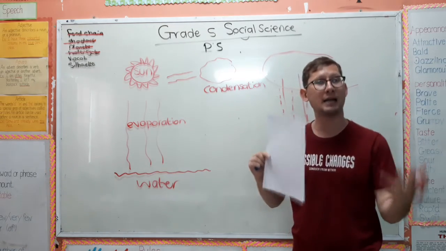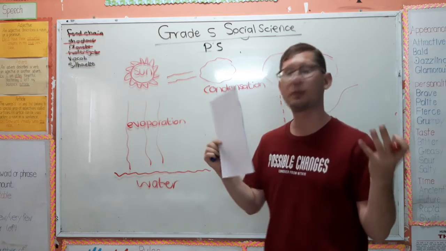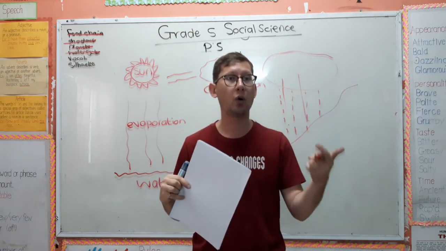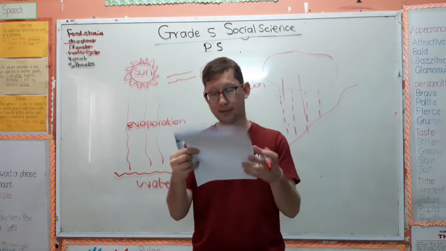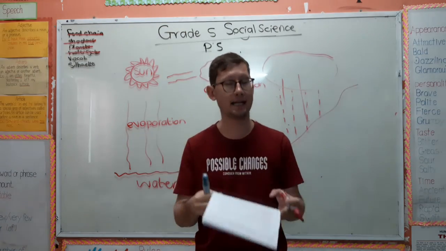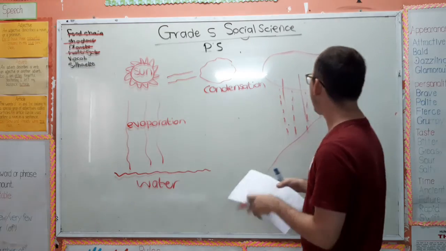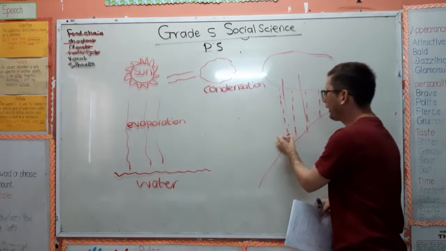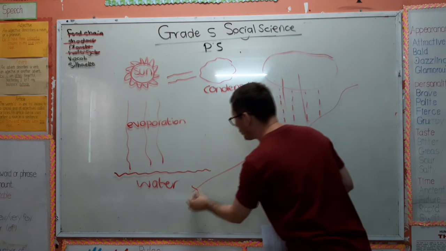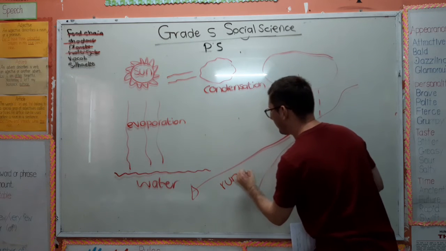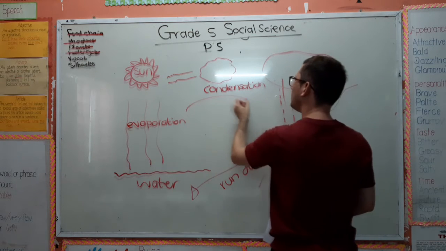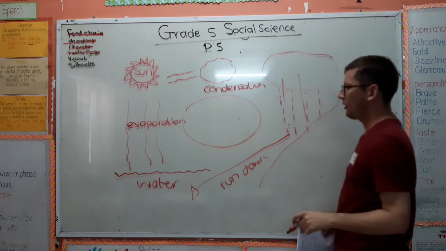So it comes from the sky, so it can be any form. Precipitation can be a form of snow, hail, rain, and sleet, okay? And whenever the rain falls, it runs down back into the ocean, and that's called the run down. So you see, it's a whole cycle of things.